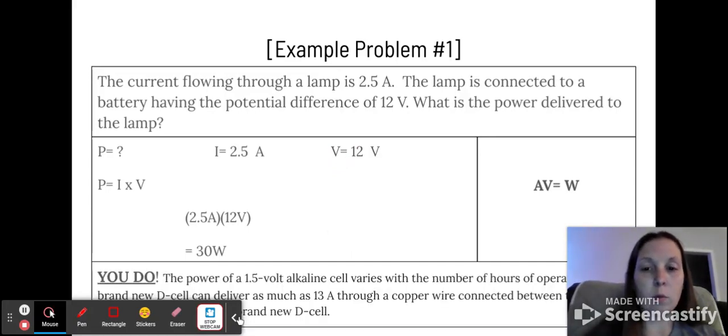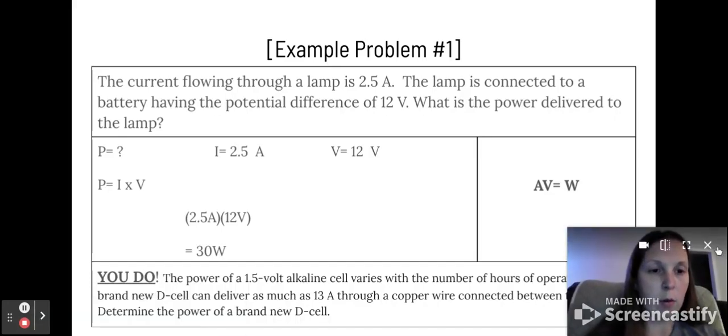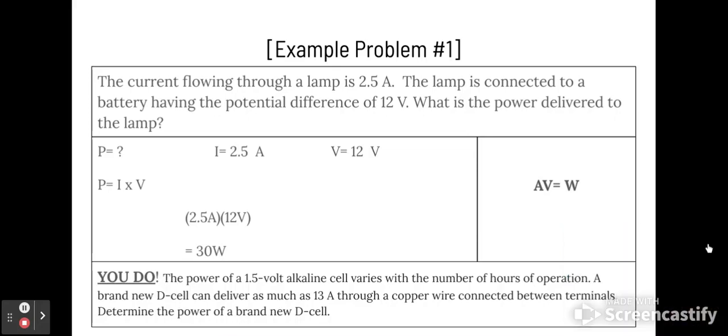Now this is worded a little bit long, so make sure you write down the important values and units. I'm going to cut my video off, and you go ahead and pause this video so that you can try this example.